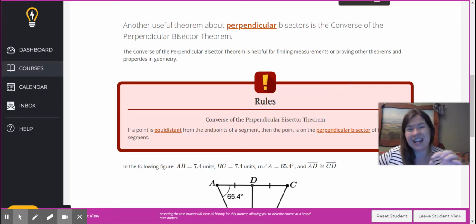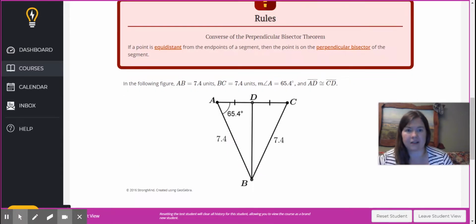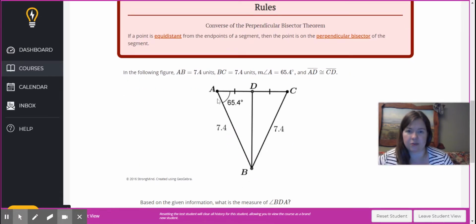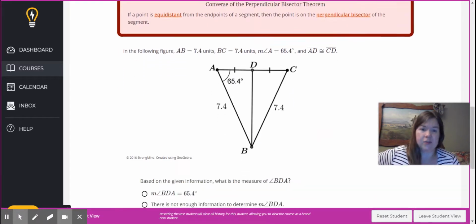So bisector means anything that splits it in half. The perpendicular bisector is specifically a line, a ray, or a segment that bisects it and is perpendicular. So anything on that perpendicular bisector will bisect the segment, like anything that connects to it. So we have this thing. Okay, so anything on that line.